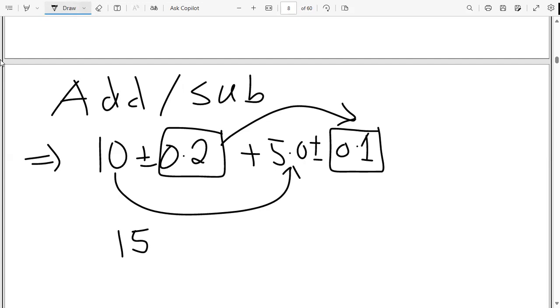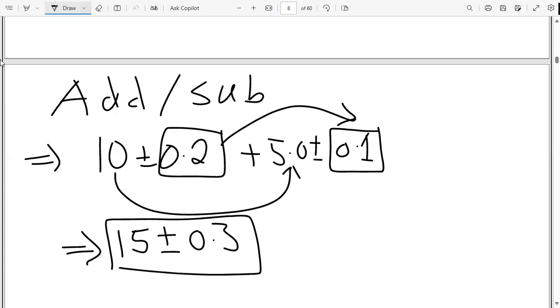This works the same for both addition and subtraction of numbers that have uncertainties. You're supposed to add the absolute uncertainties you've been given, which in this case are 0.2 and the 0.1 in the bracket. If we add those two, we're going to have 0.3. That means when we add these two numbers, the final answer is this one. The same applies when you subtract numbers that have uncertainties.